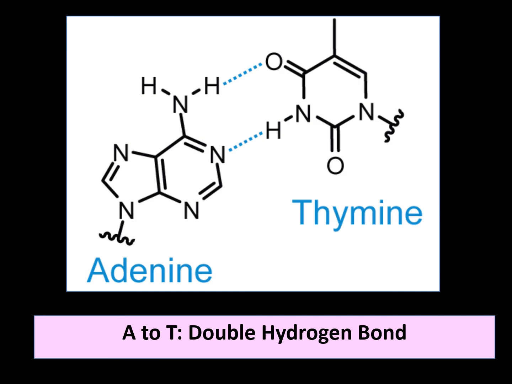This is an up-close picture of the adenine nitrogen base binding with the thymine nitrogen base. First off, you can probably notice that adenine is composed of 2 rings, whereas thymine is only composed of 1 ring. Also, when adenine binds to thymine in the complementary pairing, they form a double hydrogen bond. So that means they have 2 bonds that are being held together with hydrogen.